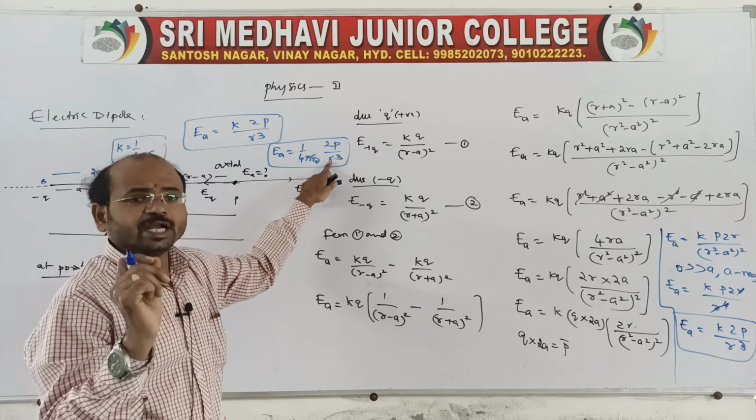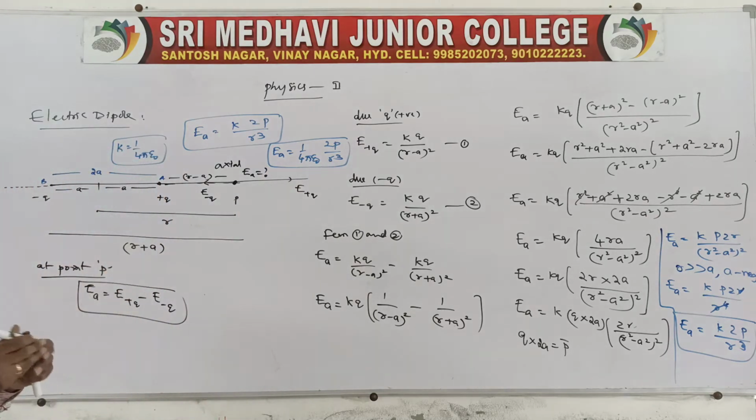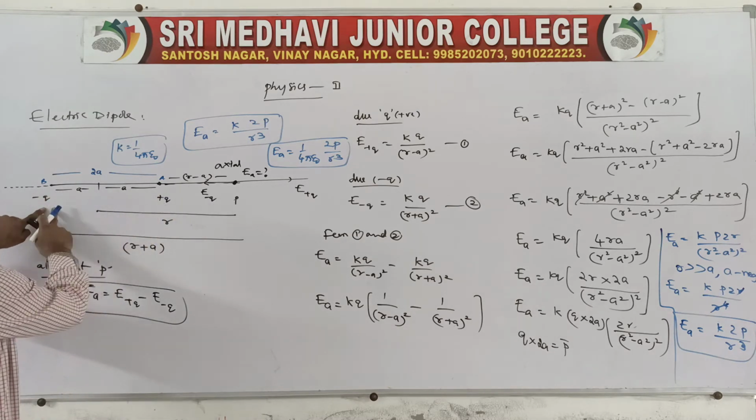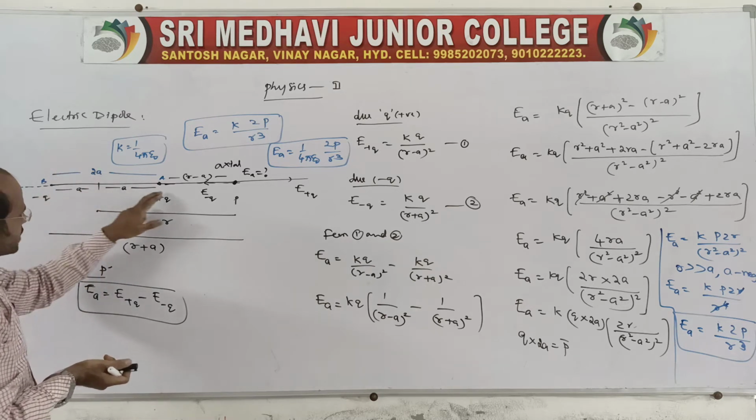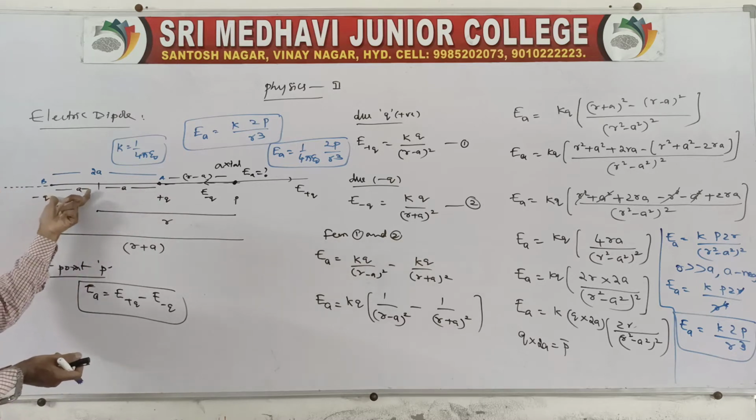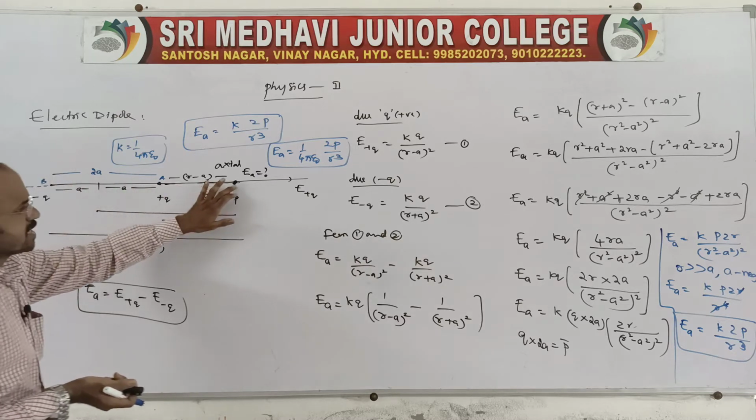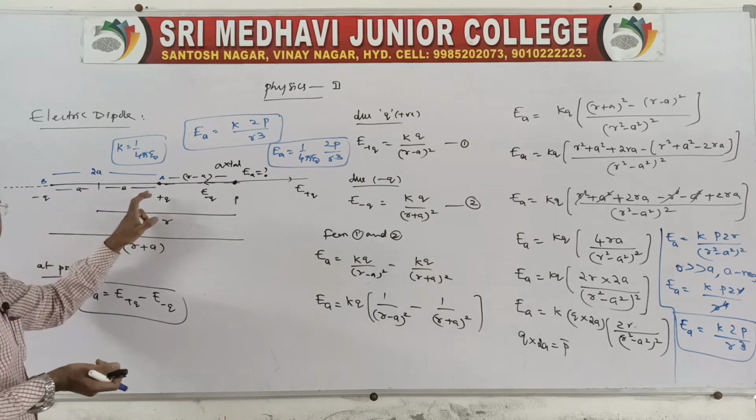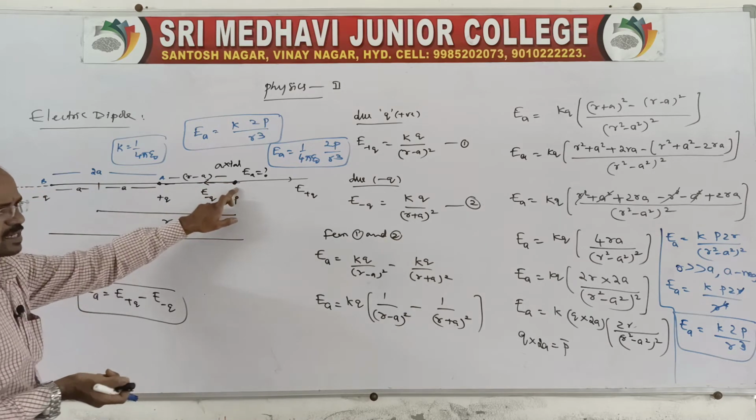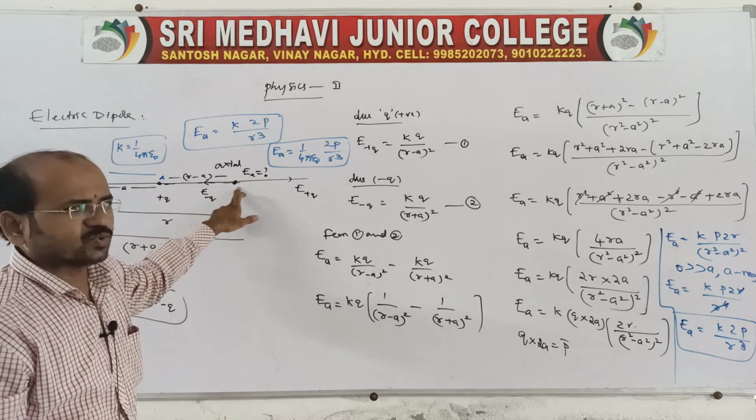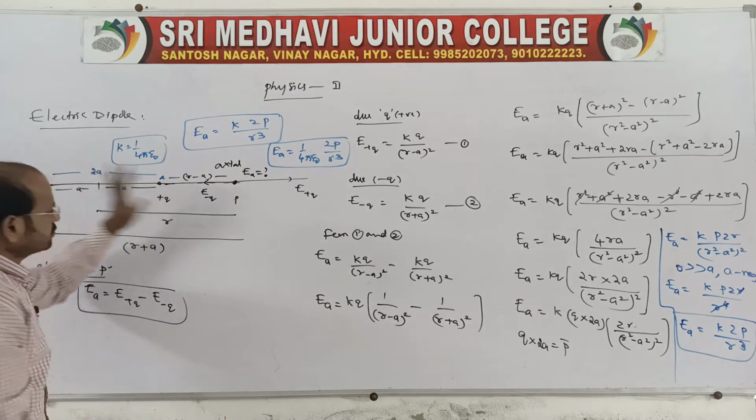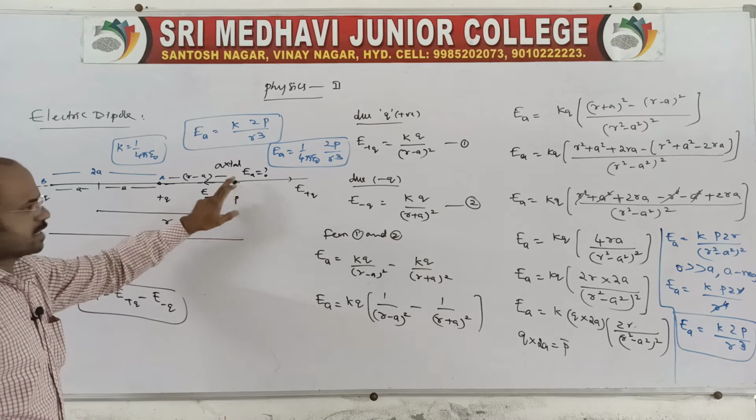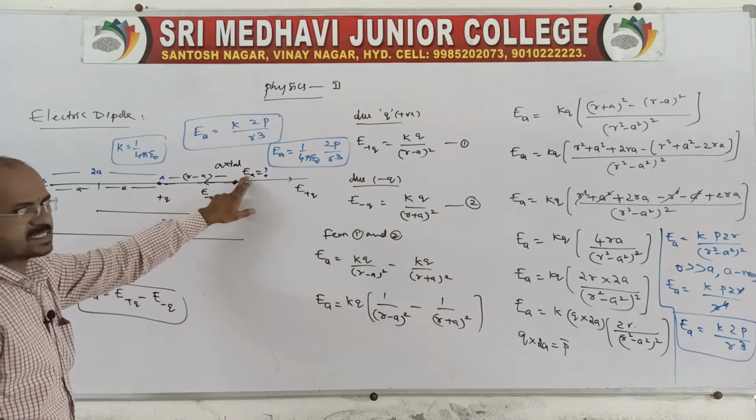See, it is a dipole. Due to a dipole, the electric field intensity on the axial line is like this. Once look, everyone: a dipole is plus q and minus q separated by a small distance 2a. From the center, plus q is at a distance a, and minus q is at a distance a. The question asks for the electric field intensity on the axial line due to these two charges. The axial line is a straight line passing through the center, parallel to the length of the dipole. At a point P on the axial line, we find the resultant electric field intensity.